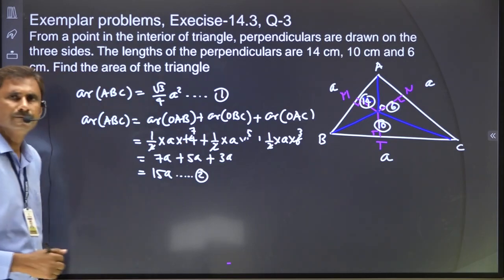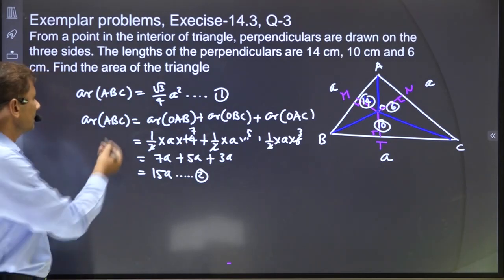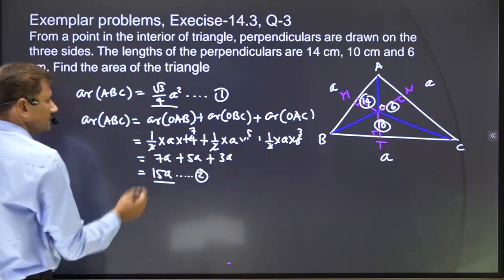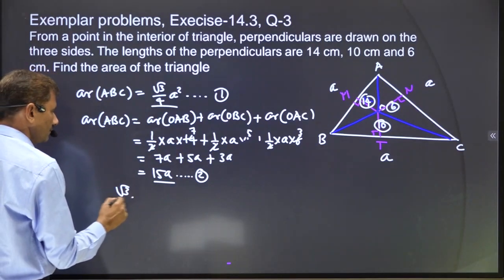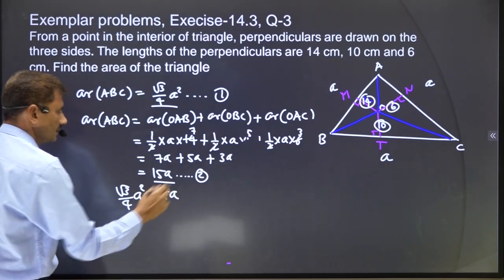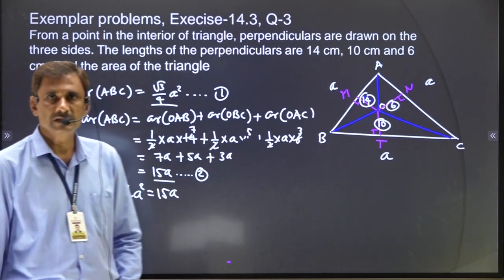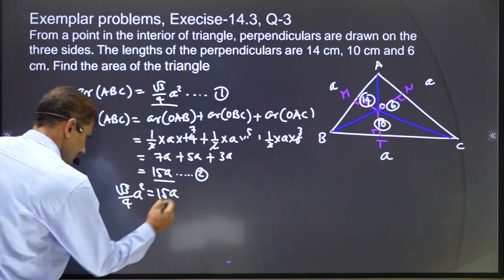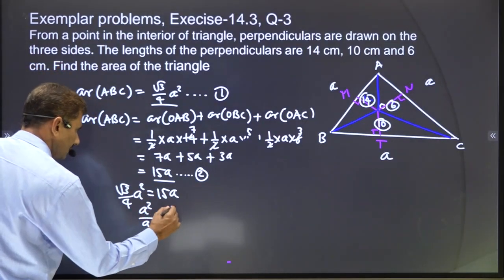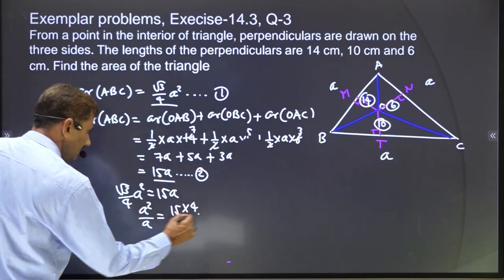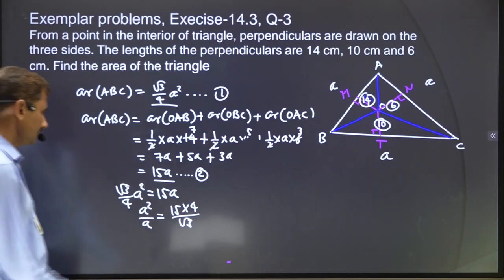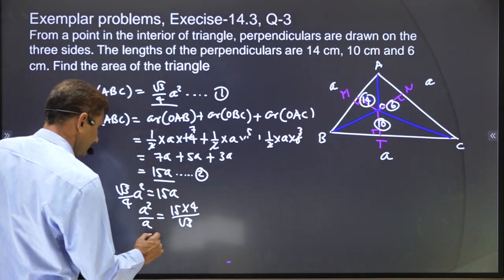Okay, now compare them because they are the area of the same triangle. So obviously both results are equal. So compare them. So root 3 by 4 a square is equal to 15a. A will be that side. So a square, a comes here, 15, 4 shifted there and root 3 also. Okay, so it becomes a here only.